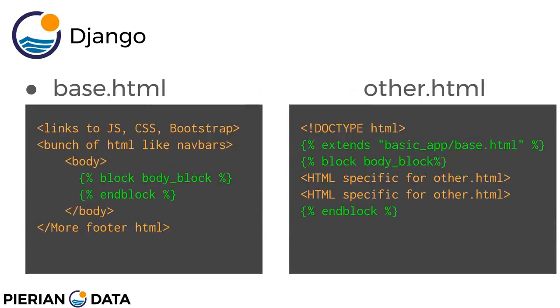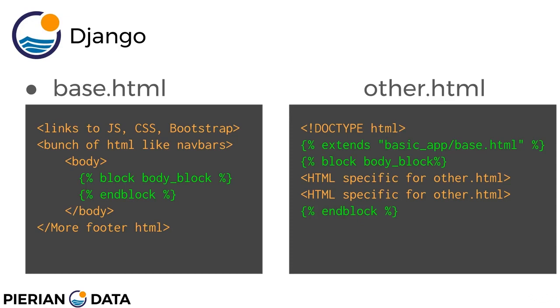Well, on the left-hand side, we have that base.html file. This is the file that's going to have things like links to your JavaScript, your CSS, your Bootstrap, a bunch of HTML, things like navbars, etc., stuff that you want to inherit onto the other pages. Then, inside the body, stuff that you don't want on every single page, you have these two main tags, and that's the block tag with the name of the block, in this case it's the body block, and then you have the end block tag. Then you can have some more footer HTML outside of that. And in that left-hand side base.html file, basically what this is saying is everything outside of that is going to be inherited in the other file.